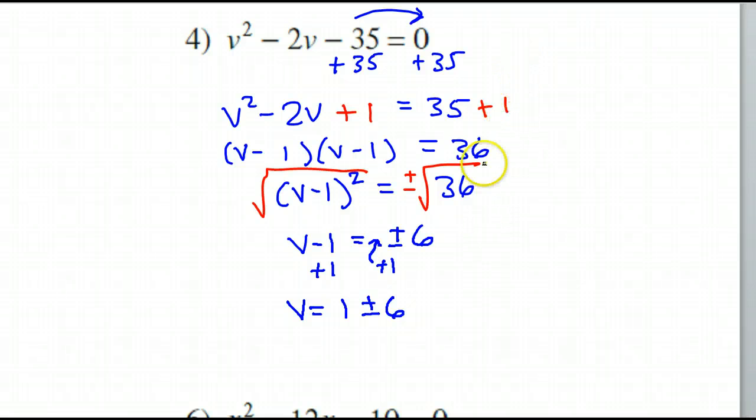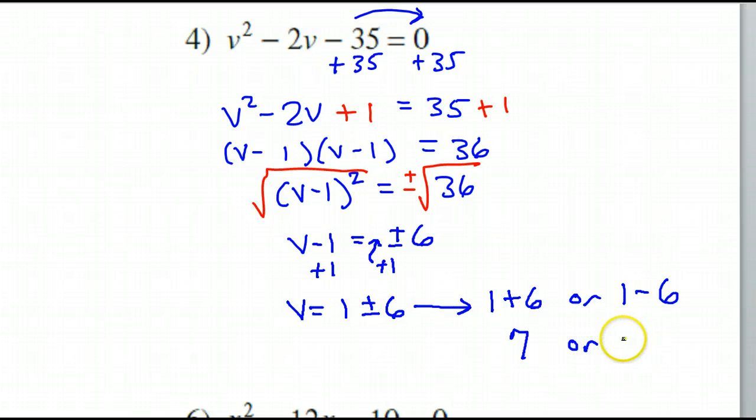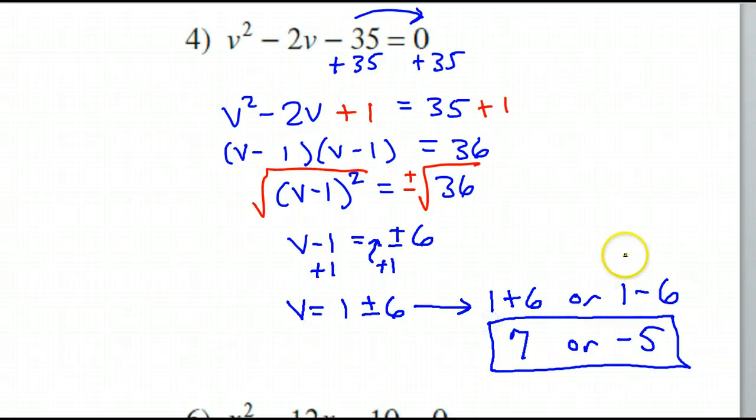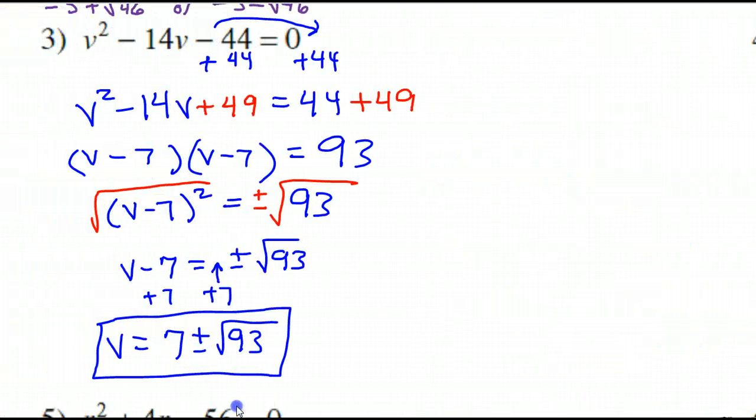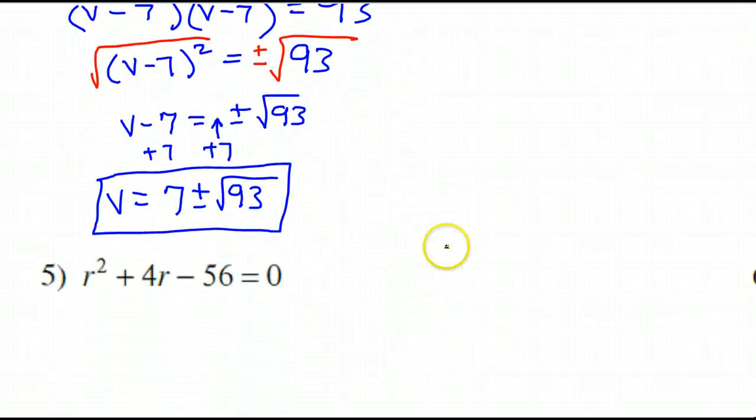Okay? So understand that this means 1 plus 6 or 1 minus 6, plus or minus 6. So that's going to give me 7 or negative 5. Okay, so those are the two answers. Now if this were a radical 6, I would have just stopped, but because they're just constants, I can keep going. So let's look at number 5.